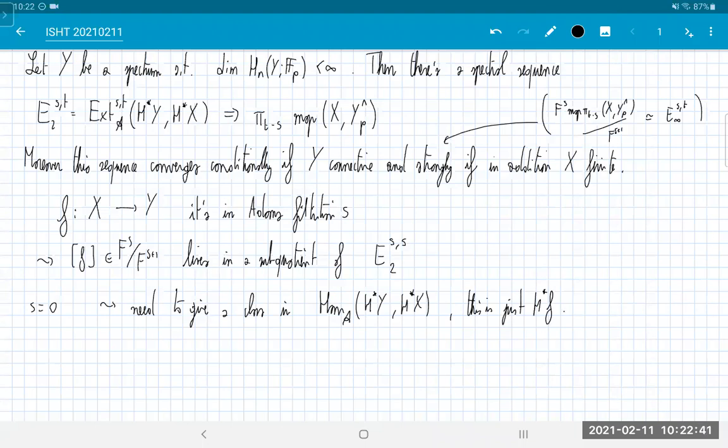So yeah, if you have a map, you can read out what happens on the zeroth Adams filtration. And the permanent cycles here are exactly those maps in cohomology that come from maps of spectra.